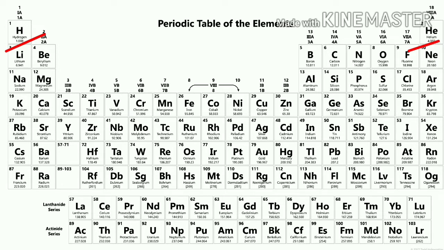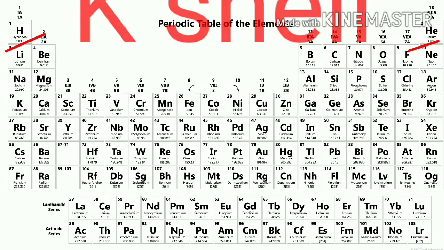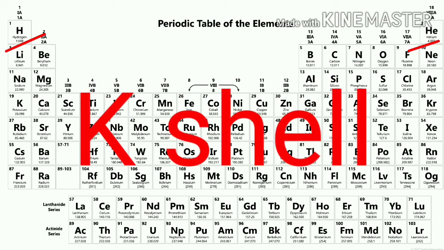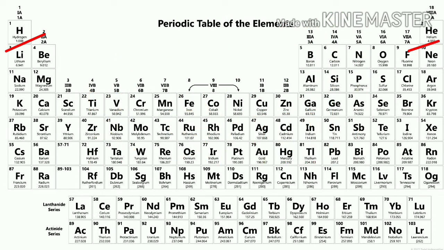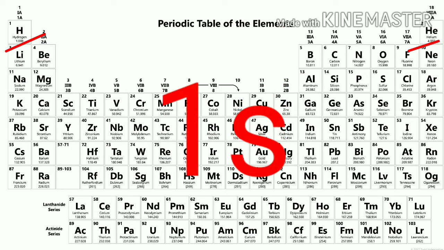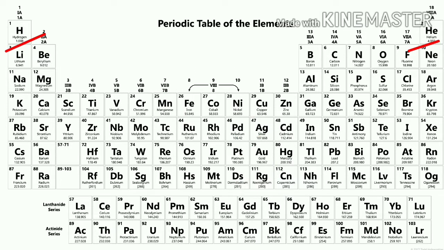This period corresponds to the first energy level, that is the K shell, or we can say the principal quantum number n is equal to 1. This period involves the filling of electrons in 1s. Now take an example. The electronic configuration of hydrogen is 1s1.